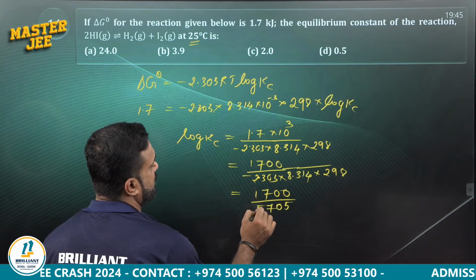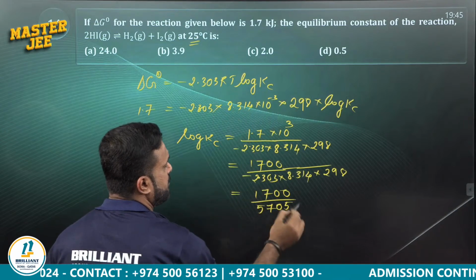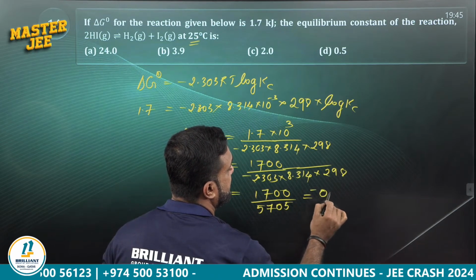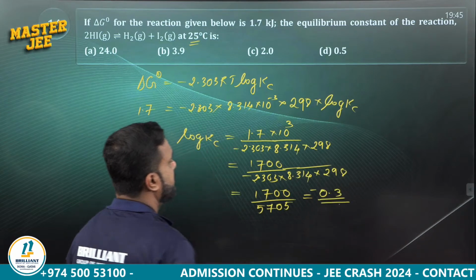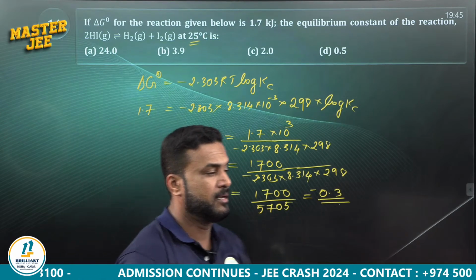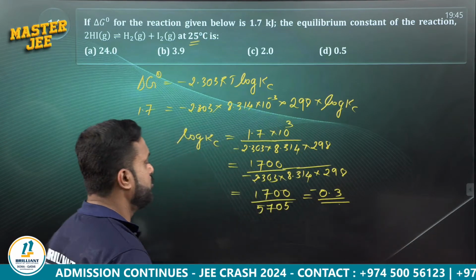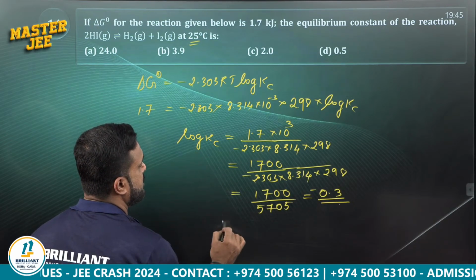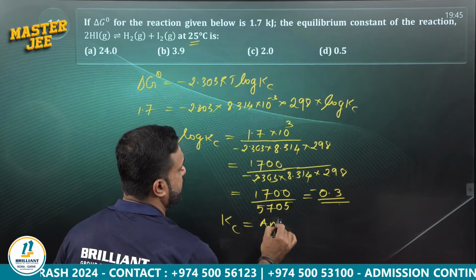If you divide this, this was a question from the previous paper, you will get negative 0.3. Am I right? That is log Kc, keep that in mind. So my value is negative 0.3, and what we need to calculate is Kc. So Kc is equal to the anti-log of it.